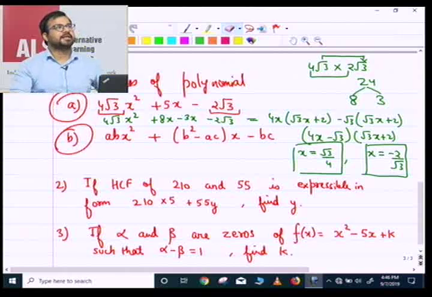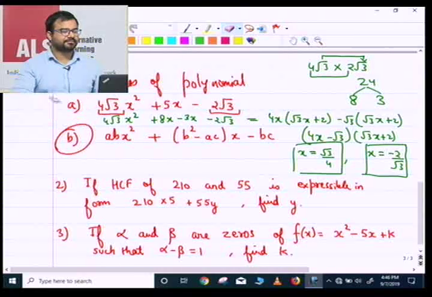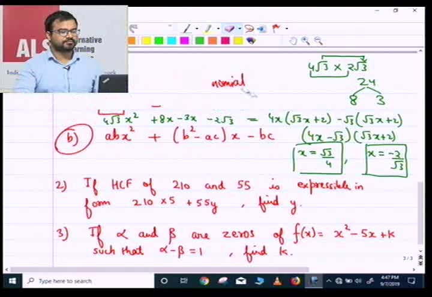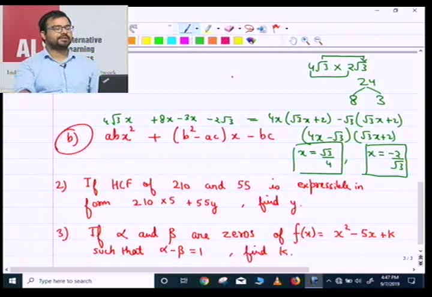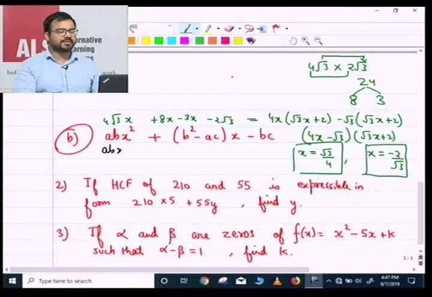K is 6, that is correct. Now second part. It is abx square plus b square minus acx. So we can first write like this.